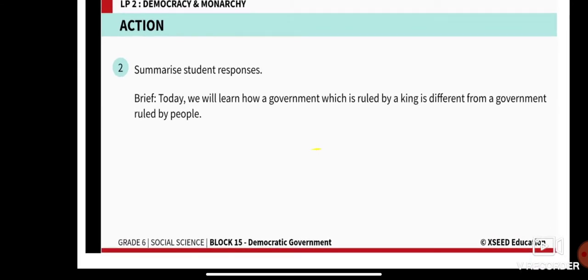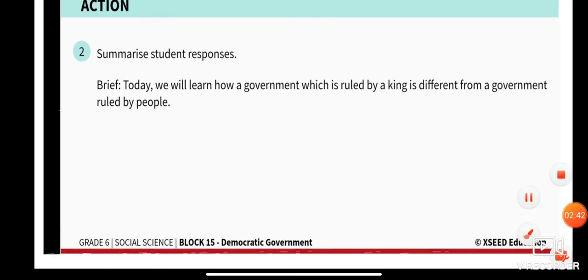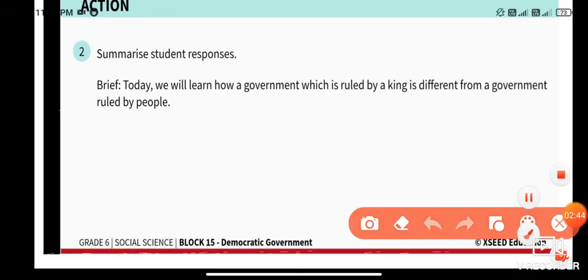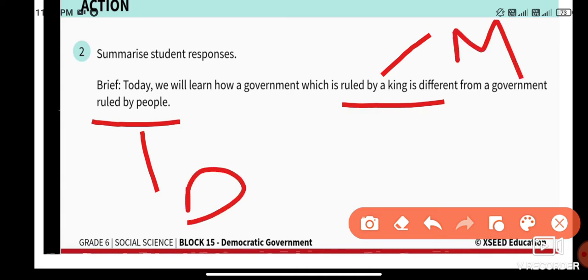Alright, so today we will learn how a government which is ruled by a king is different from a government that is ruled by the people. That is democracy and the monarchical system. One is ruled by a king, another one is ruled by the people. Rule by a king is called the monarchical system, rule by the people is called democracy.